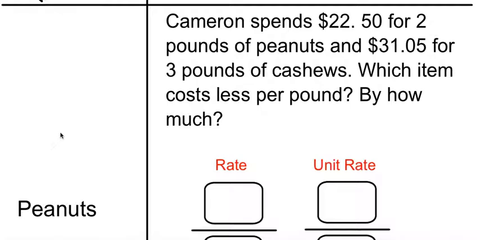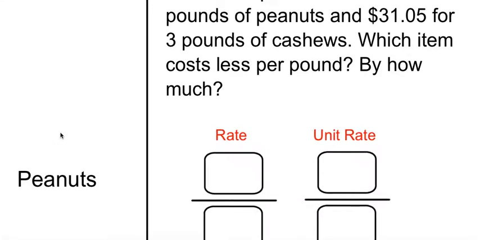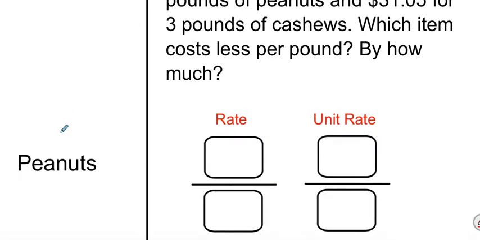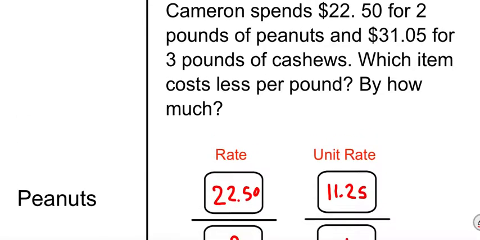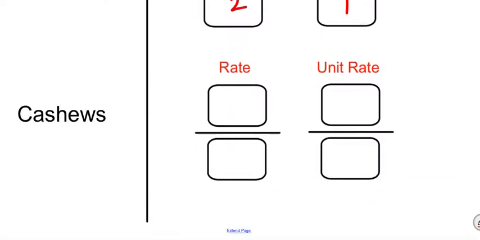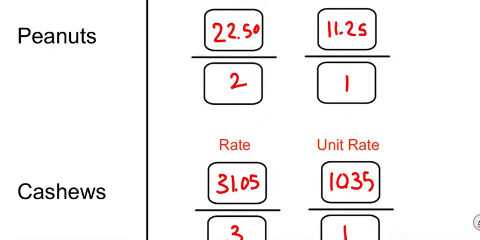All right, hopefully you have this completed by now. What I'm going to do is I'm going to plug in $22.50 and 2, and I'm going to get an answer of $11.25 for 1 on the peanuts. Then I'm going to go to cashews, which was $31.05 for 3. And to get it down to 1, I need to divide by that, which I believe is $10.35. So in this example, the cashews are cheaper, and when I subtract it, it should be cheaper by 90 cents.